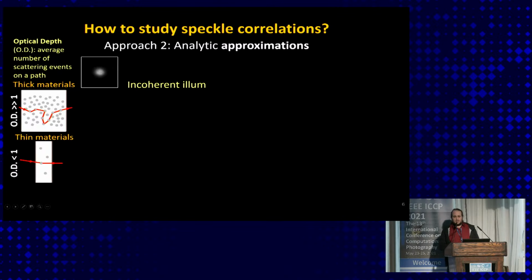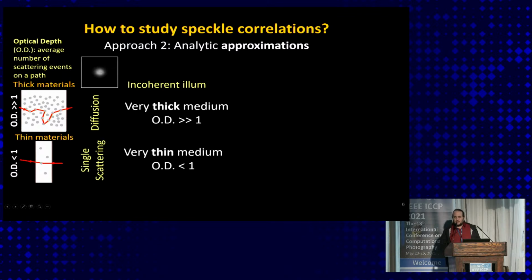We characterize the optical thickness of the material as the optical depth, which is the average number of scattering events on a path. With this in mind, the first analytical model is based on the diffusion approximation, where light scatters a large number of times. The other approximation is based on the single scattering approximation, where we assume that the light scatters only one time. There has been a lot of prior work toward adapting models based on the diffusion approximation to the case of the speckle correlations.